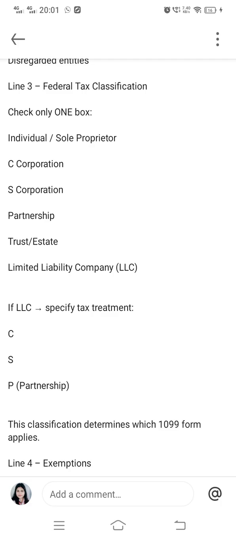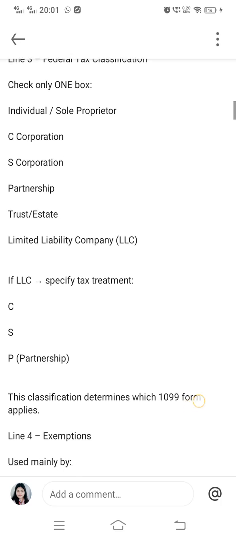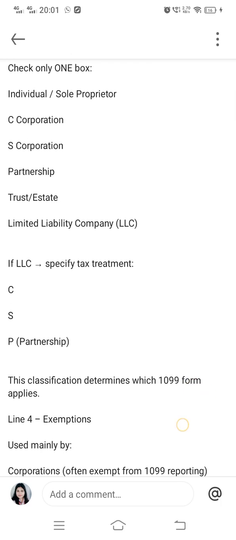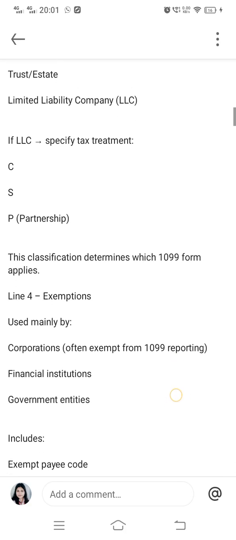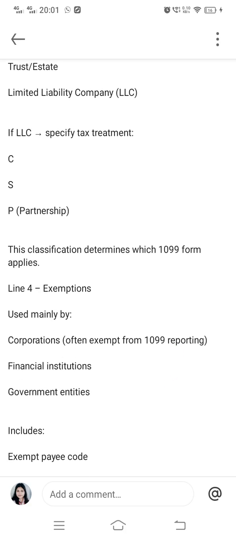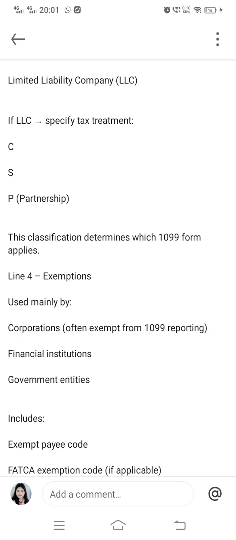So one of the criteria is individual, sole proprietor. Second is C corporation, and then S corporation, partnership, trust, estate, and limited liability company, that is also known as LLC. If LLC, specify tax treatment as C, S, or partnership. So this classification determines which 1099 form applies, and this classification will also help in preparing the 1099 form by the payer.